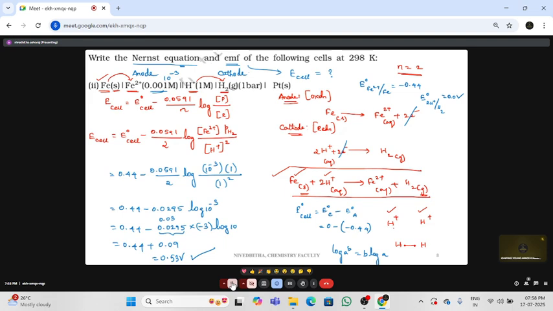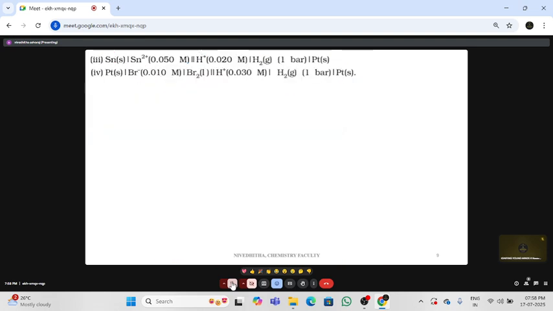And from this E cell value, we can also calculate the value of delta G. And what is the formula? Delta G is equal to minus nF E cell. See, if you have delta G on the left side, then the formula will be minus nF E cell. And if it is delta G naught, then the formula is minus nF E naught cell.